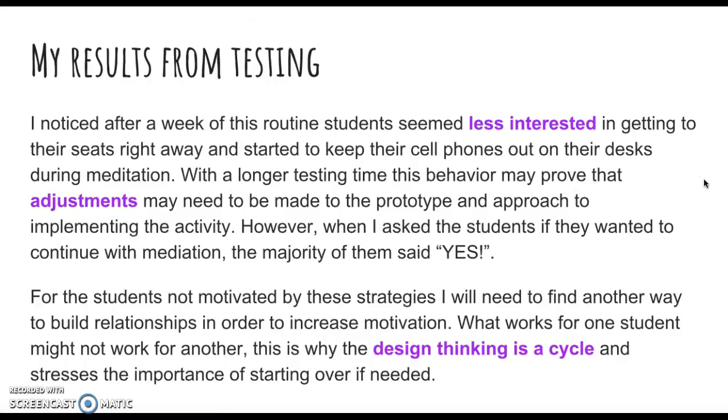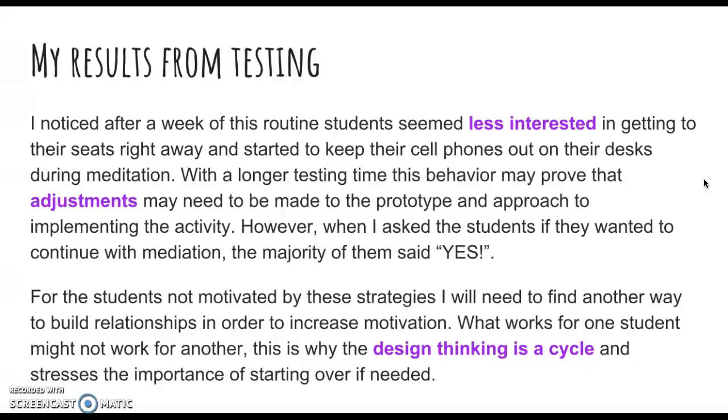My results from testing. I noticed after a week of this routine, students seemed less interested in getting to their seats right away and started to keep their cell phones out on their desks during meditation. So we lost interest. With a longer testing time, this behavior may prove that adjustments may be needed in order to get an increase in motivation. However, when I asked the students if they wanted to continue with meditation, the majority of them said yes.